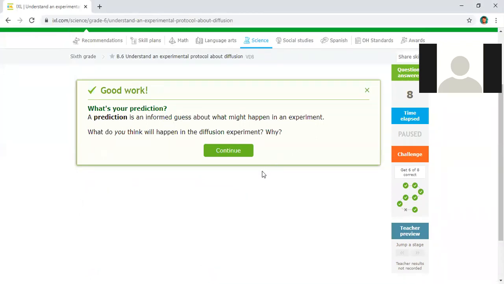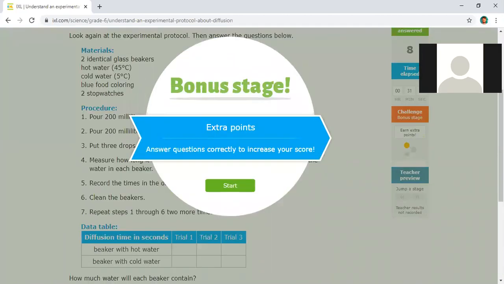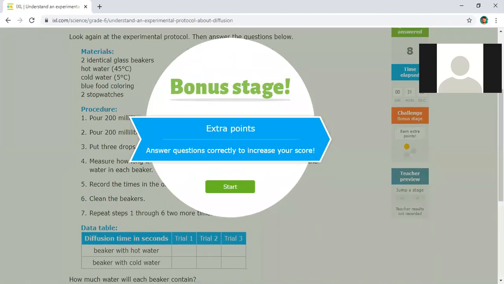So I think you guys know what a prediction is. A prediction is just like, I think this is going to happen, basically. You guys know that.